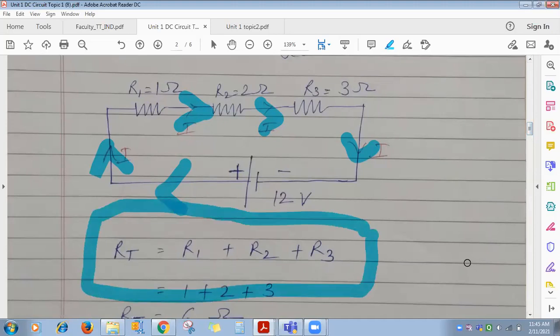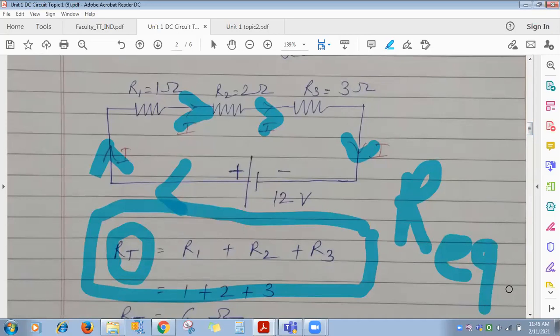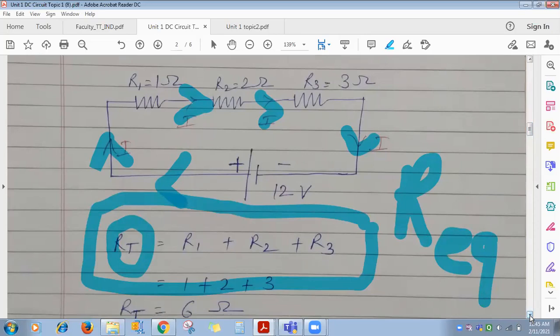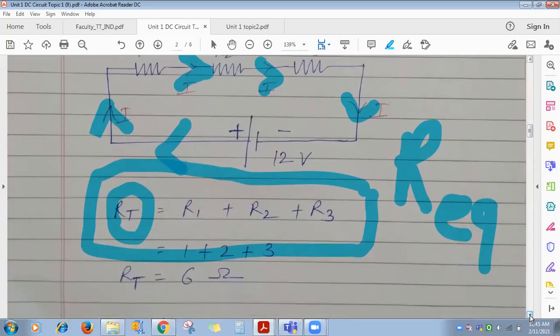RT is equal to R1 plus R2 plus R3 plus R4 and so on, provided all are connected in series. This equivalent resistance here I have marked as R total. You can use the symbol R suffix small e small q, R equivalent, also. So here the total equivalent resistance is 6 ohm.